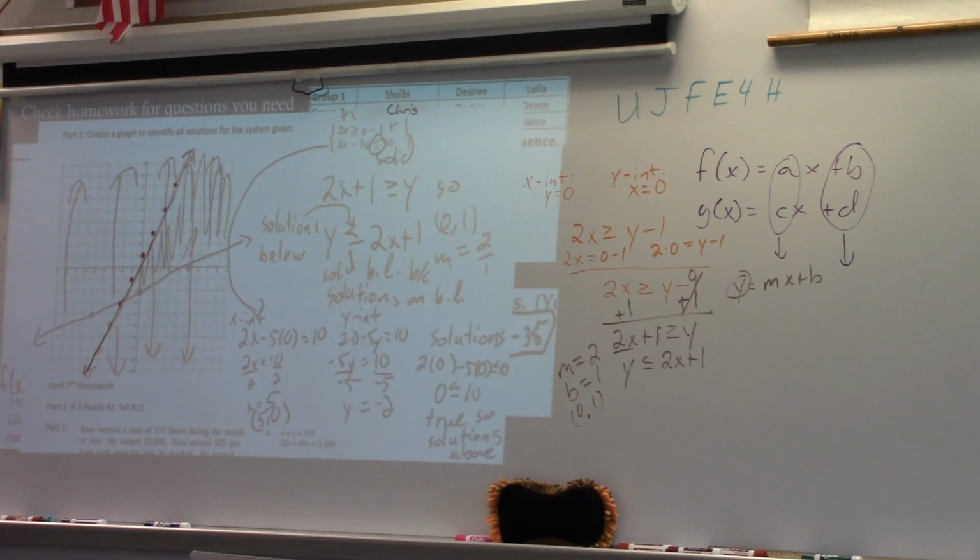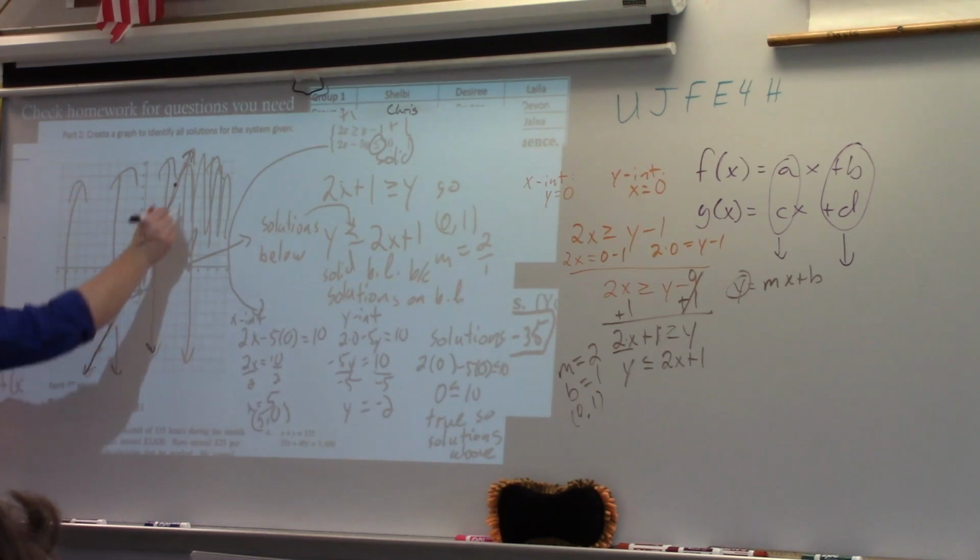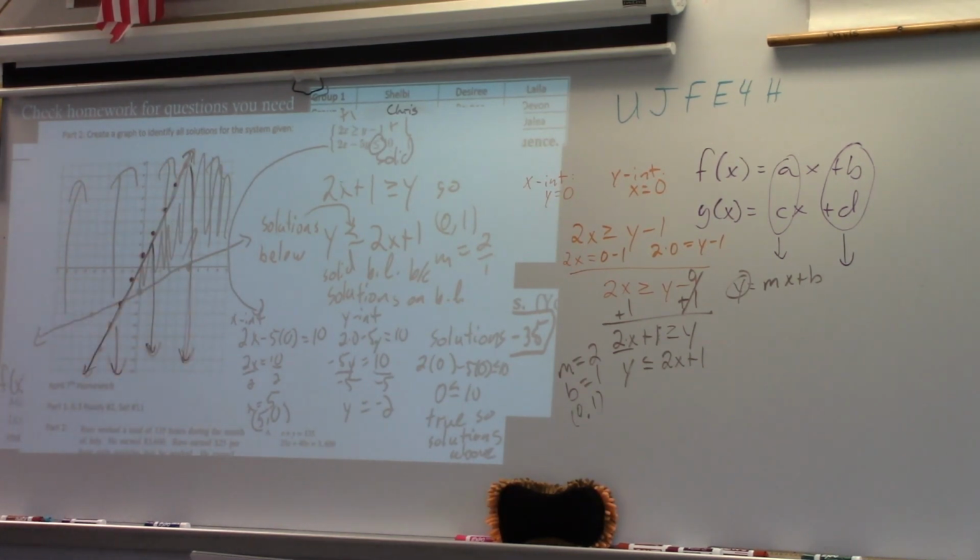But regardless, why am I shading below this boundary line? Because that's where the solutions are. We know the solutions are below. Focus on that word, solutions. That means these points below the boundary line make the inequality true. You can test those points to see that, right?